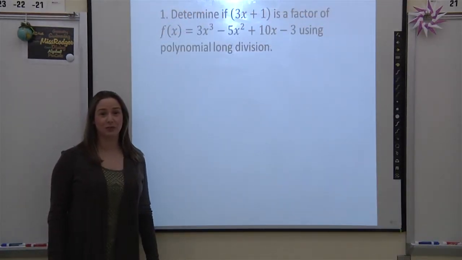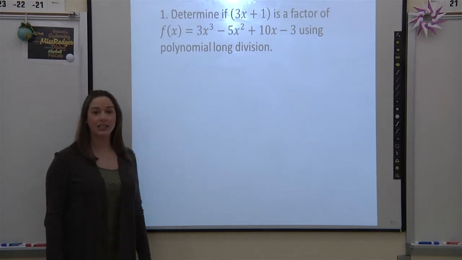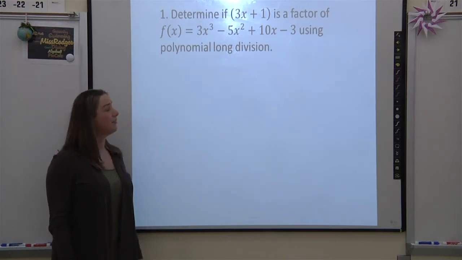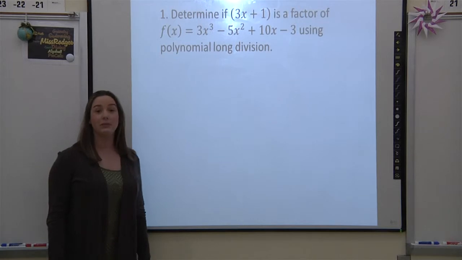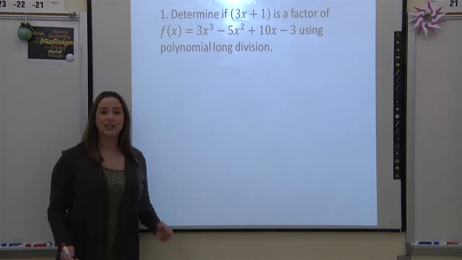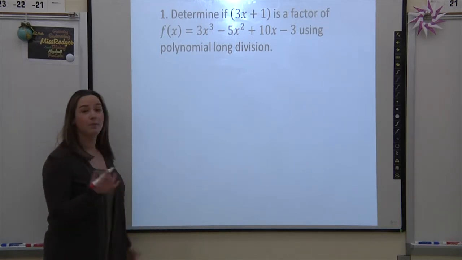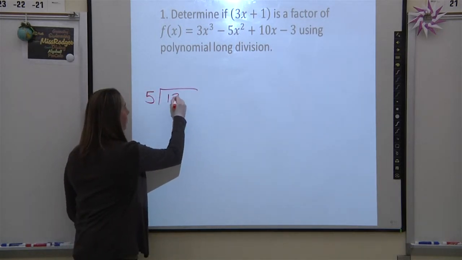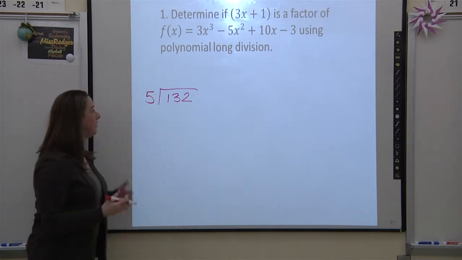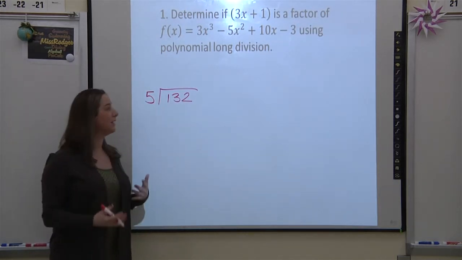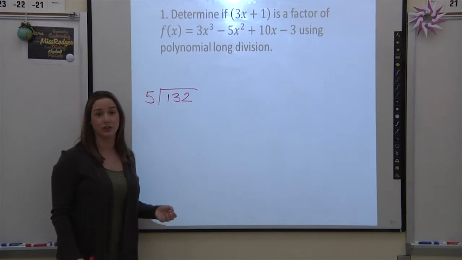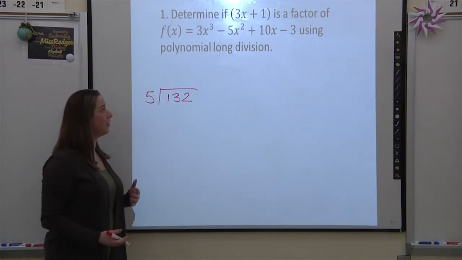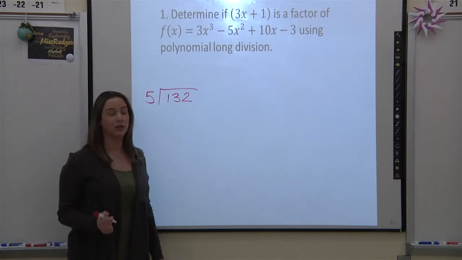Let's take a look at our first problem. Determine if 3x plus 1 is a factor of f of x equals 3x cubed minus 5x squared plus 10x minus 3 using polynomial long division. So let's take a minute and review basic long division with integers. If I think about how many times 5 goes into 132, I want to think about this long division problem first, and that's going to help me transfer my thought process when I'm doing polynomial long division.